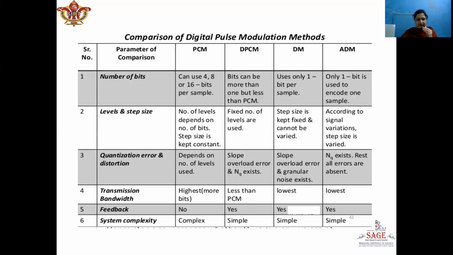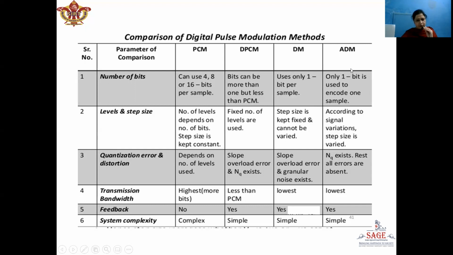Now here we have a comparison of digital pulse modulation methods. We are comparing here four analog to digital conversion methods: pulse code modulation, differential pulse code modulation, delta modulation, and adaptive delta modulation. Now, the first parameter of comparison is number of bits. As we have already discussed in our previous lecture, PCM can use 4, 8, 16, or more bits per sample. In DPCM, bits can be more than 1, but it is always less than PCM. Whereas in delta modulator, only 1 bit per sample is used.